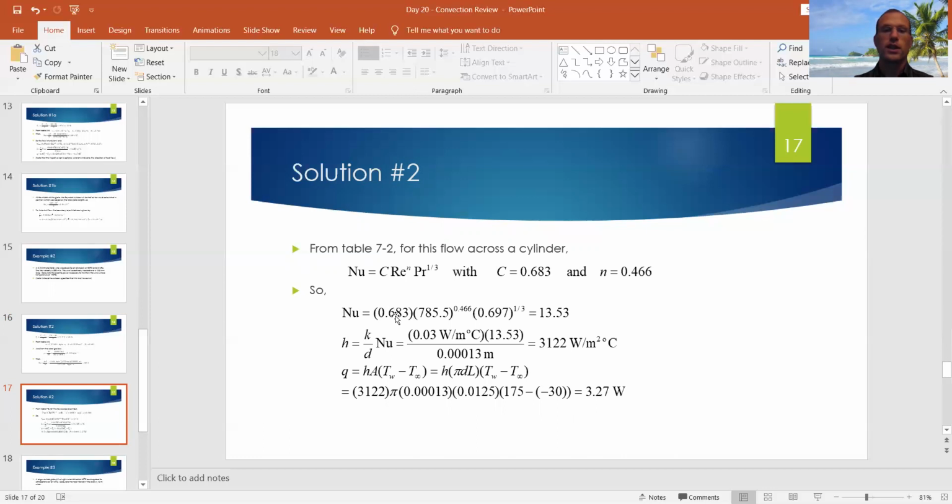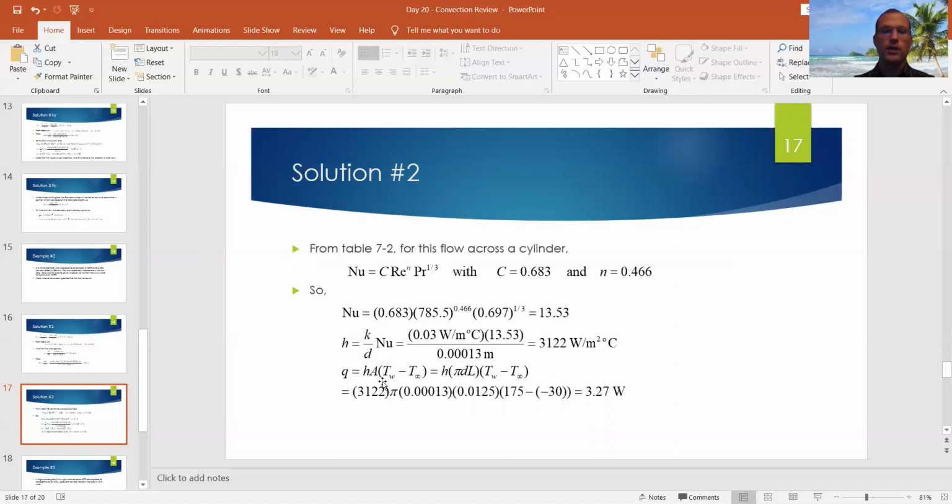So 0.683 for C, Reynolds number is 785.5, N value 0.466, and Prandtl number to the 1/3 power. Overall Nusselt number is 13.53. Then again, find h, k over D times that Nusselt number. So k was 0.03. I'm not sure if I mentioned that previously, but again, found from the table. And diameter 0.13 millimeters gives an h value of 3122 watts per meter squared degree Celsius.